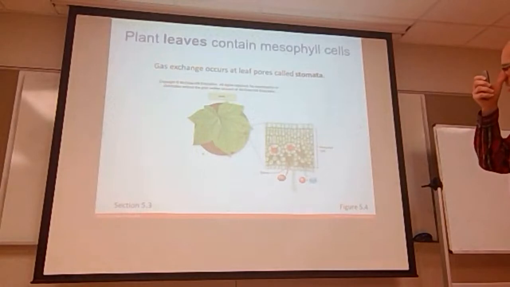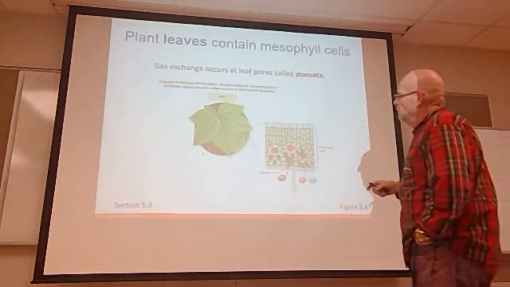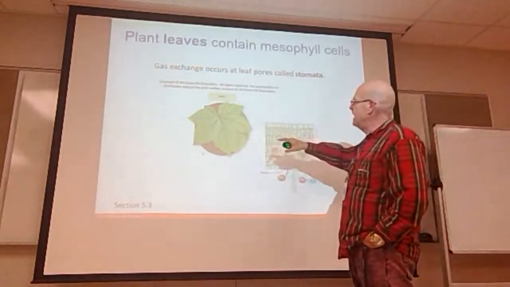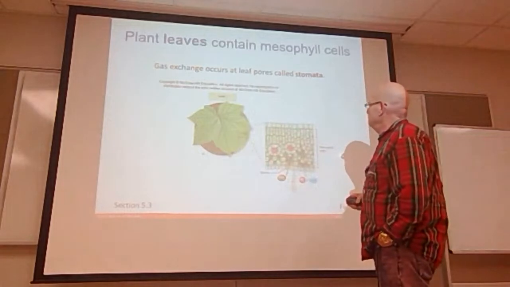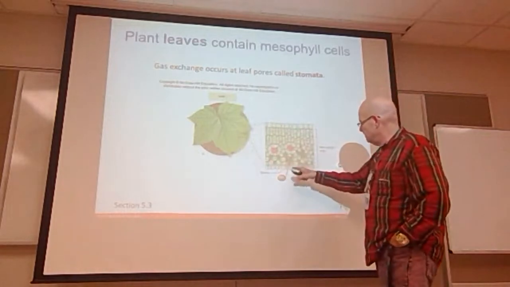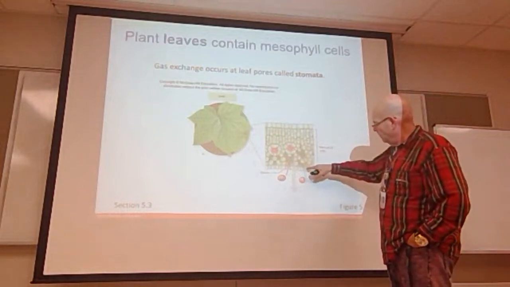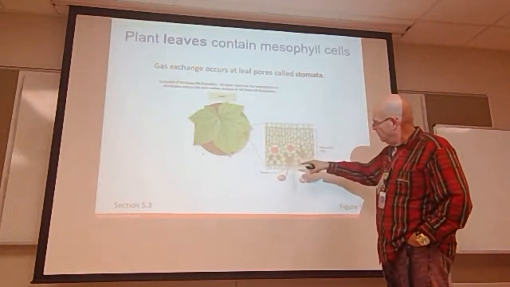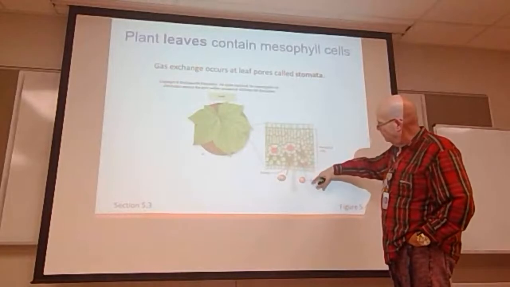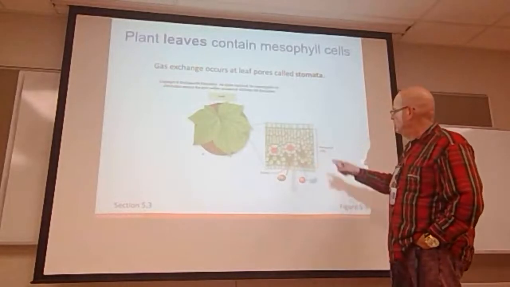Plants contain cells called mesophyll cells. If you look at a leaf here, gas exchange occurs in leaf parts called stomata. The stomata are in the bottom of the leaf. They're not shown very well on this drawing, but where you see the CO2 going in and then the water and the O2 coming out, those are the stomata.